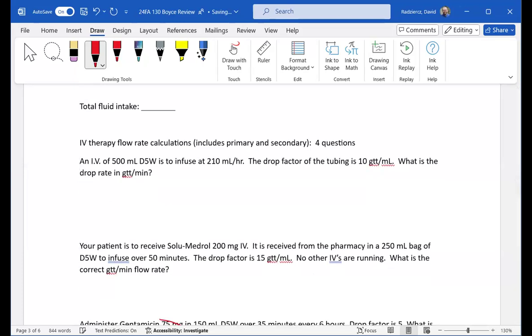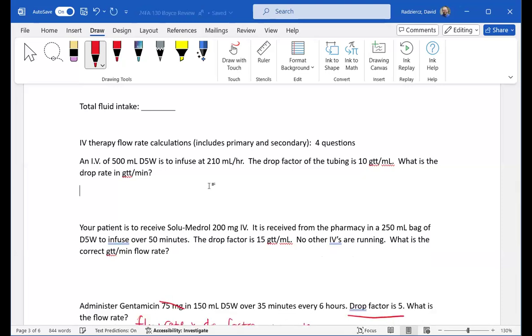So in this example, we have an IV, 500 milliliters, dextrose 5% water. It's infusing at 210 milliliters per hour. Drop factor is 10. And then it says, what is the drop rate? So go ahead and take a moment and see if you can answer that one. And then I'll tell you to go ahead and do the second one as well. Try them both, and then put your answer into the chat, and then I'll confirm your answer. And if there's anyone that wasn't sure where I got the answer from, I'll help out with that.